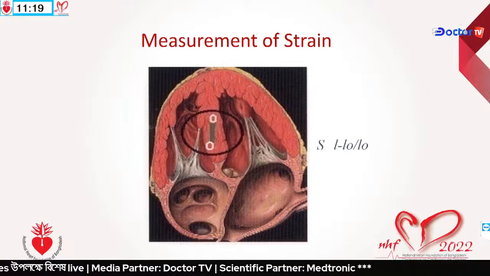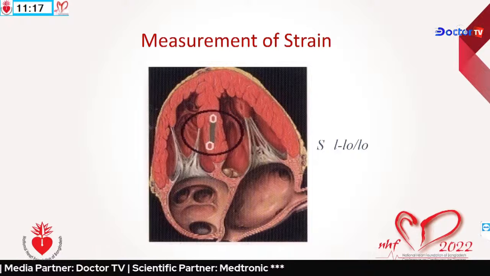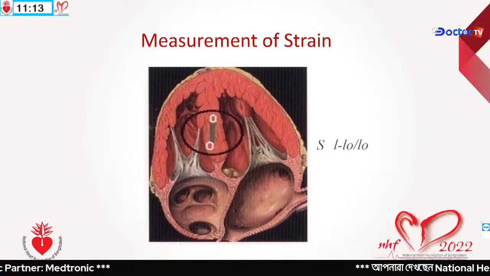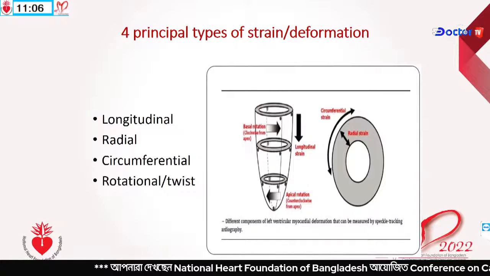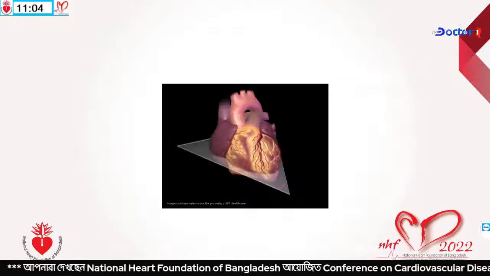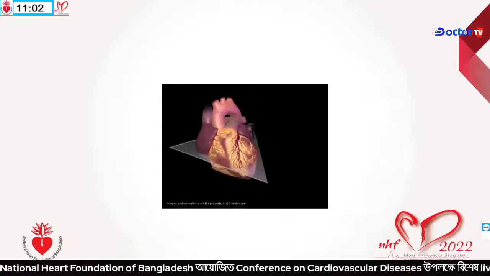Strain is the fiber length change at end systole compared to its length at end diastole, expressed as a percentage. There are four principal types of strain: longitudinal, radial, circumferential, and rotational or twist strain. Here is an animation demonstrating how strain is calculated.